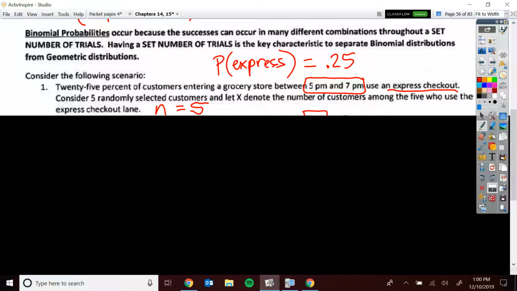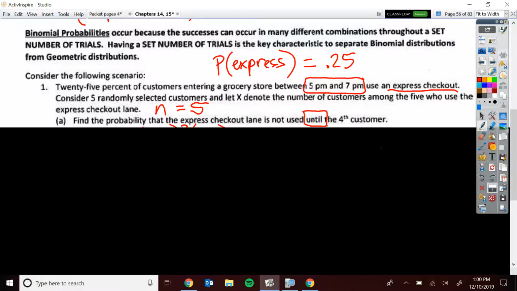In fact, about 25% of people go through the express checkout lane. It is Tuesday, so Taco Tuesday, there you go. So 25% are going to be going through the express checkout lane. All right, so amongst 5 customers, we're going to talk about the customers who use the express checkout lane.